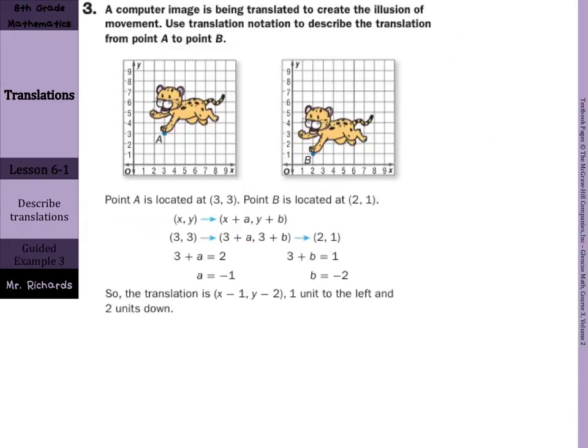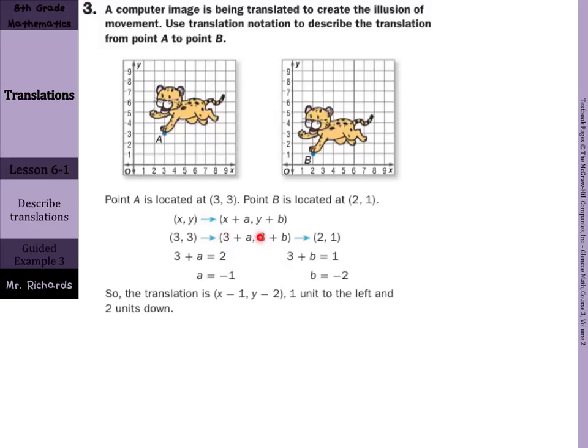Now, can we describe a translation? We can graph a translation on a coordinate plane. We can use arithmetic to calculate the new ordered pairs. Now, can we look at a translated image and say, this is what happened? A computer image is being translated to create the illusion of movement. Use translation notation to describe the translation from point A to point B. Well, point A here is located at 3, 3. Point B is located at 2, 1. And so our x, y, we're going to say, okay, this is x plus A, y plus B. So we have 3 plus A, 3 plus B, substituting in the 3 for x and the 3 for y.